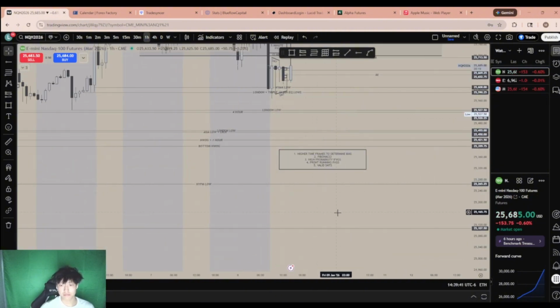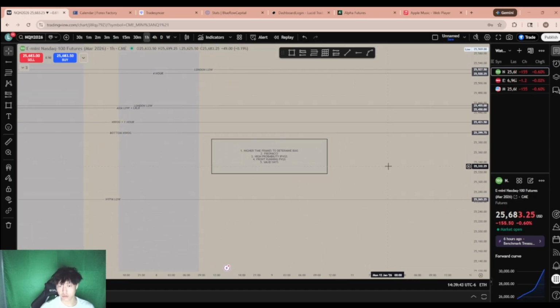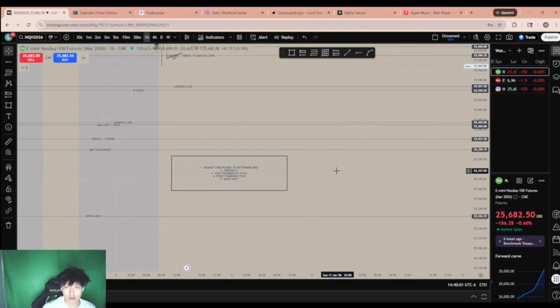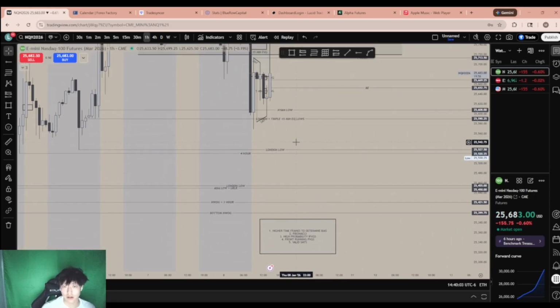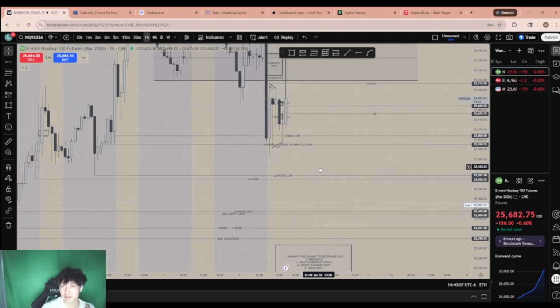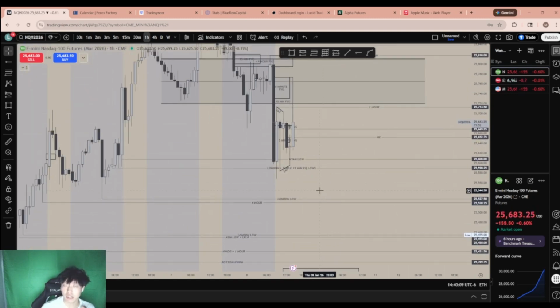What else we got? It literally just all depends on your liquidity sweep. And high prob or front running fair value gaps. Now I don't recommend this. You should probably just wait for the candle closure, the real inversion. But sometimes it is good. Sometimes it is good.